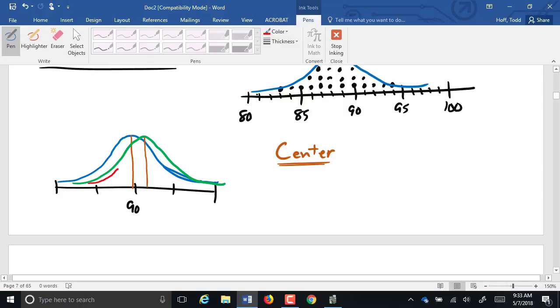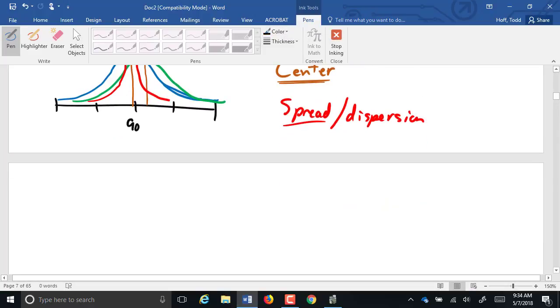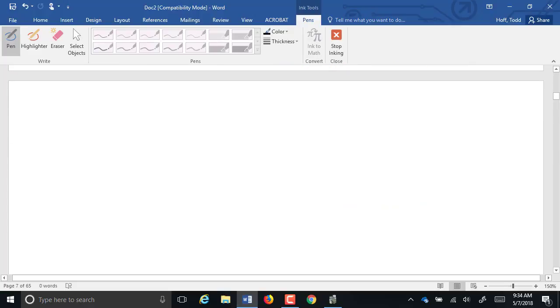Next, I might have something that looks like this. How would I describe the difference between the red and the blue? Well, they have the same center, but the red is narrower, tighter, however you want to describe it. The blue is wider. That's referred to as spread, sometimes referred to as dispersion. The dots in that red curve are tighter together, less spread out.